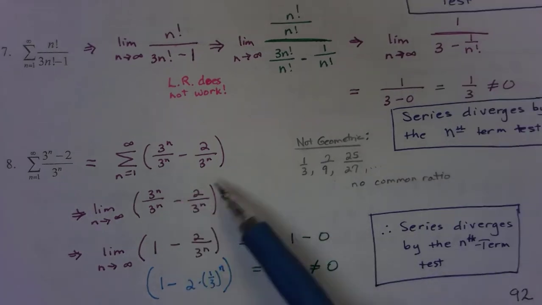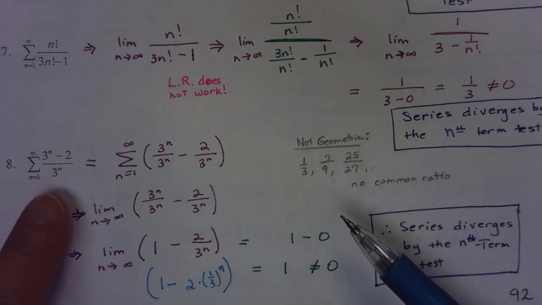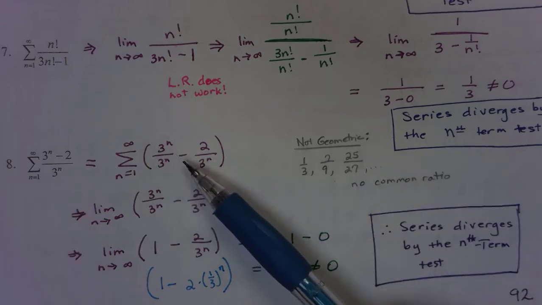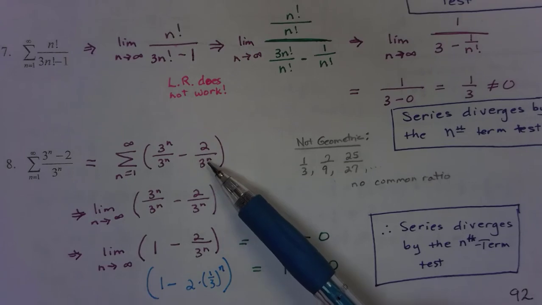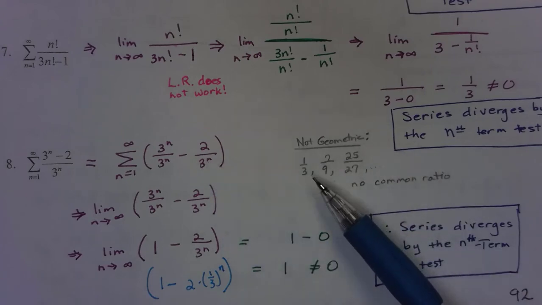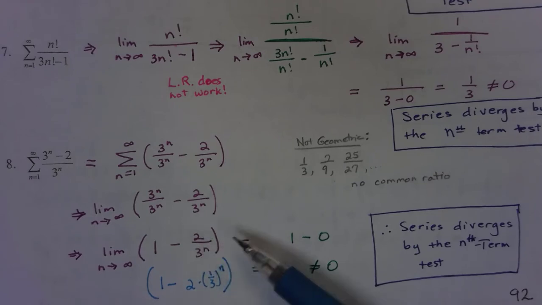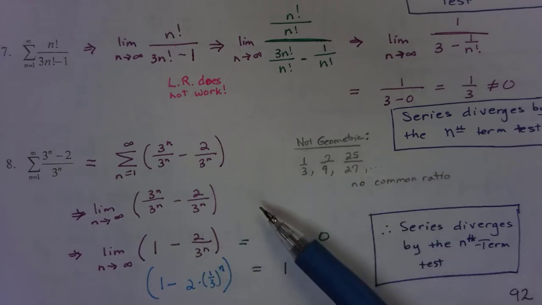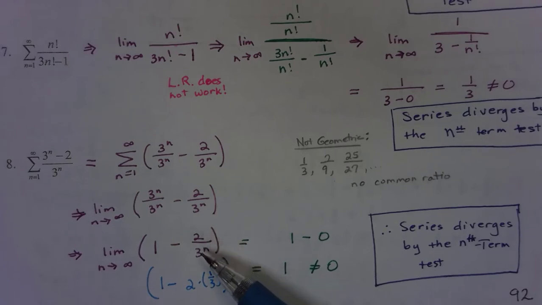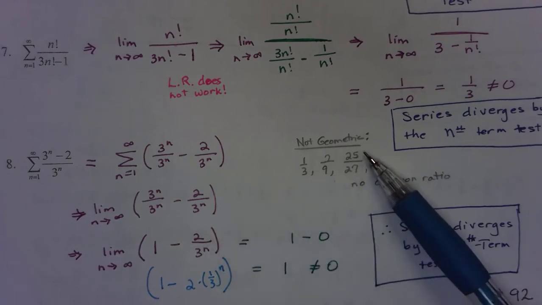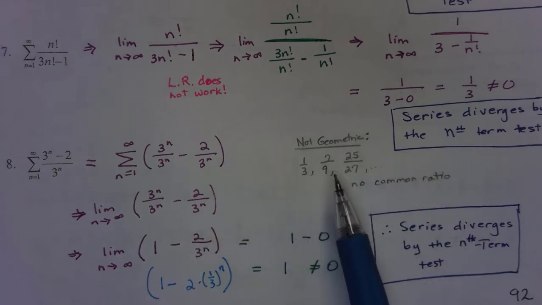Notice that this series is not geometric. If n is 1, I get 1 minus 2/3, which is 1/3. If n is 2, I get 1 minus 2 over 9, which is 7/9. If n is 3, I get 1 minus 2 over 27, which is 25 over 27. Notice I am not multiplying by a common ratio to get the next term.